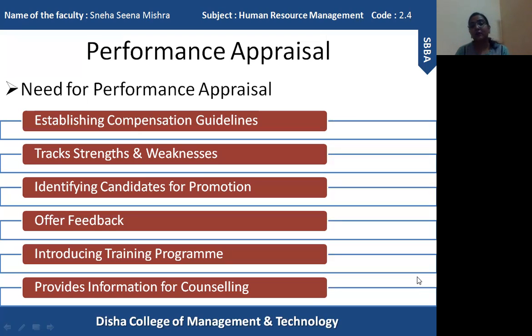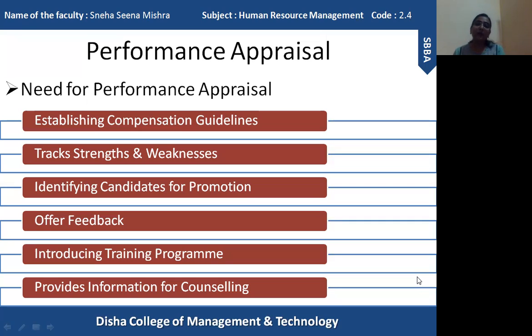Okay. The next one is provides information for counseling. Counseling is also provided in the organization so that the employees can get rid of their stress. They can discuss various problems they are facing within the organization. So with the reports of the performance appraisal, they can find out in which areas those employees are not doing well, whether they are not having a good relation with the superior or subordinate. On the basis of that information, proper counseling can be provided so that the employees can get rid of all their problems. They can completely focus on their job.